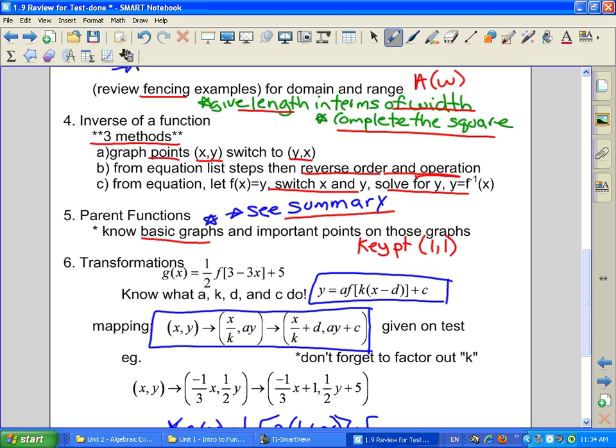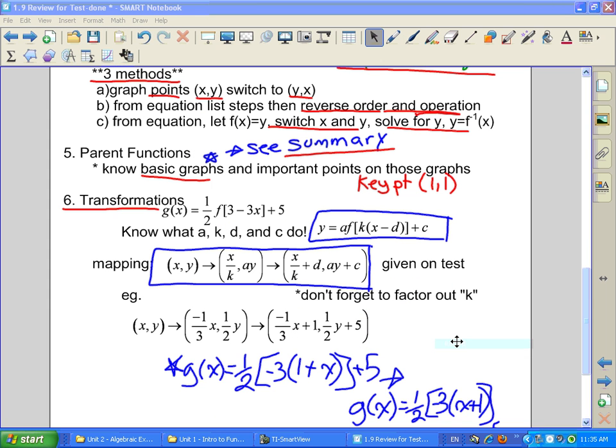Now, another biggest part of this unit was the transformations themselves. Let me pause it here. Okay, folks, we're back here.